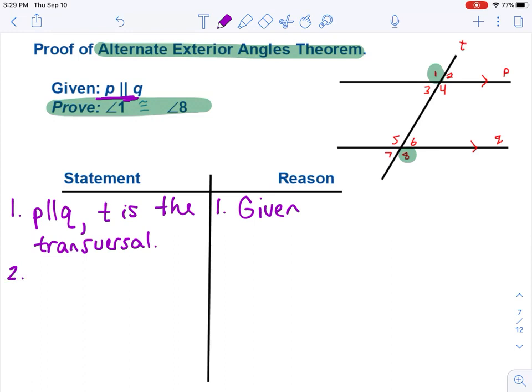So, as I said, we're going to use corresponding angles postulate and vertical angles theorem. So we'll get started. I'm going to say that angle 4 and angle 8 are congruent. And this is by corresponding angles postulate.